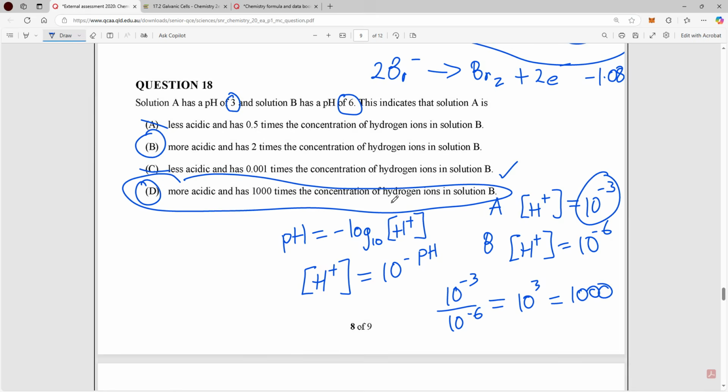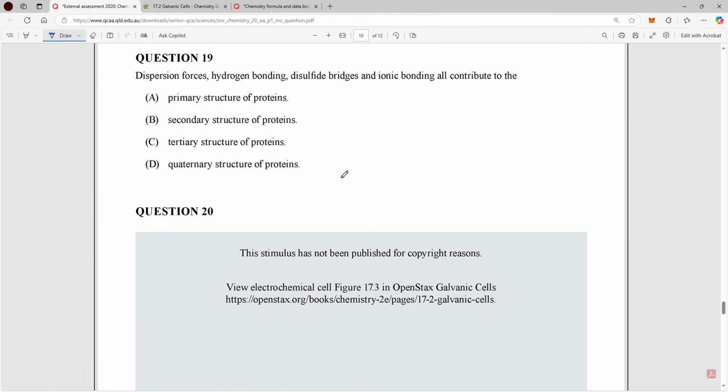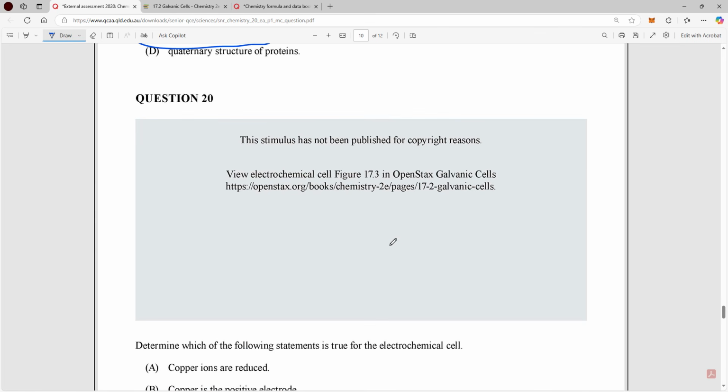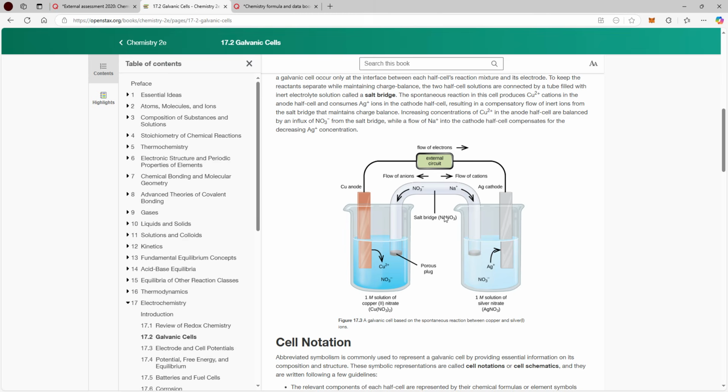Alrighty. Question 19. Dispersion forces, hydrogen bonding, disulfide bridges, and ionic bonding all contribute to, straight away, the tertiary structure of proteins. So that's something you just have to learn pretty much. It's not going to be the rest of these here. Alright, question 20. This is where we need this diagram here.